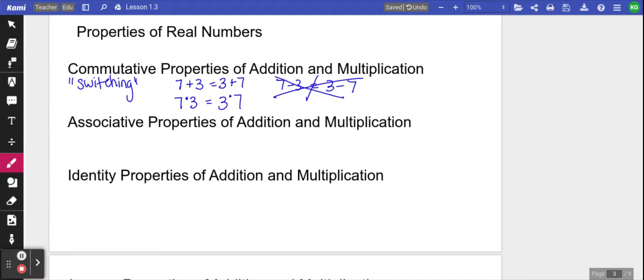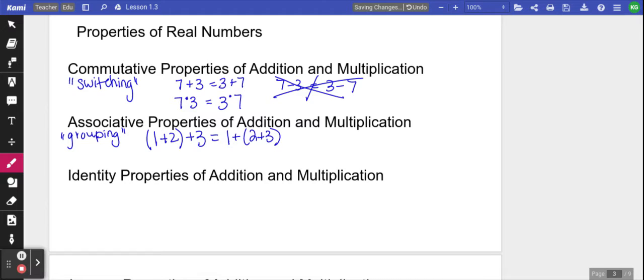The second one is the associative property. And when we think of associative, we think of an association or like a group of people. So we call this the grouping property. And so the grouping symbols I'm going to be using are parentheses. So 1 plus 2 grouped with a 3 behind it would be the same as grouping the 2 plus 3 with the 1 in front.